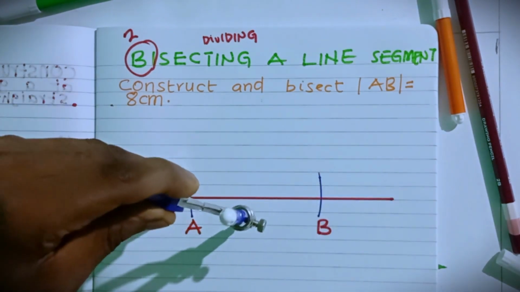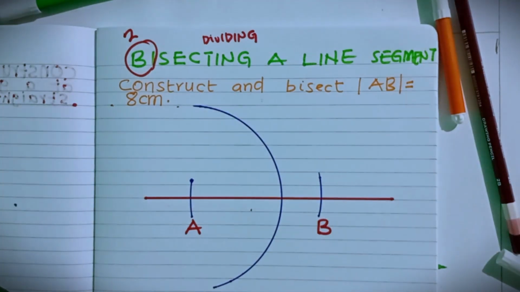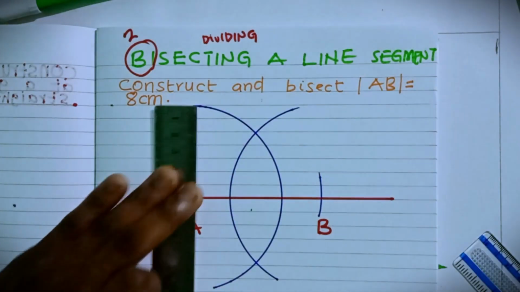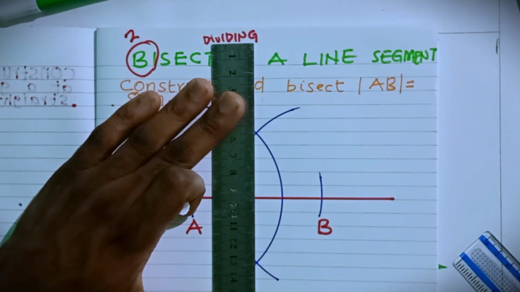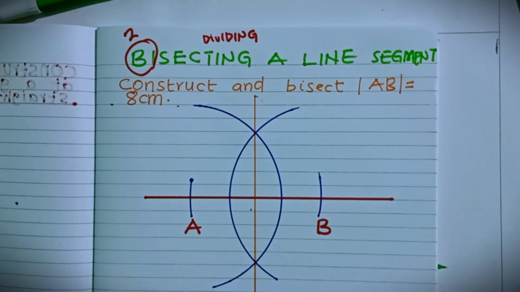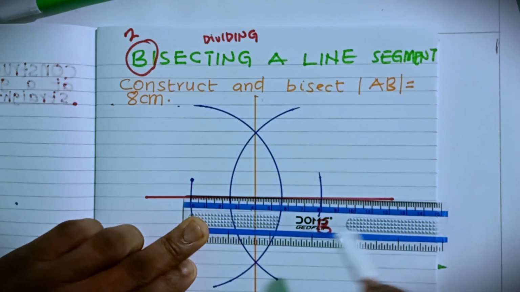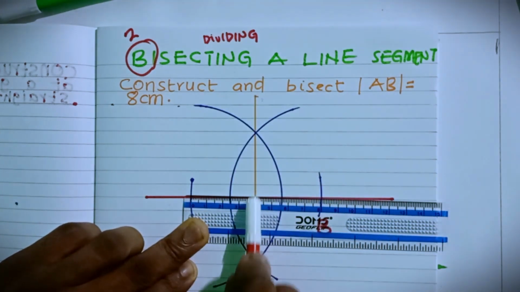To bisect, stand at A, open to more than half. Half will be around this place. Open to more than half. Make an arc, a semicircle with the same measurement. Stand at B to cross the first arc. You draw a straight line to pass through where the two arcs intersect. Measure and see whether you actually divided the line into two equal parts. You can see that my bisector, this line is called a bisector, is on the 4 centimeters.